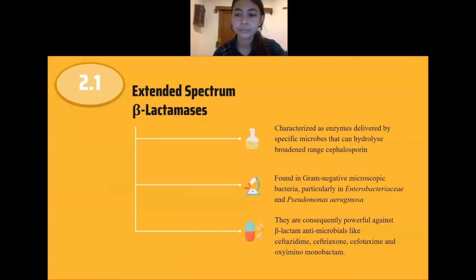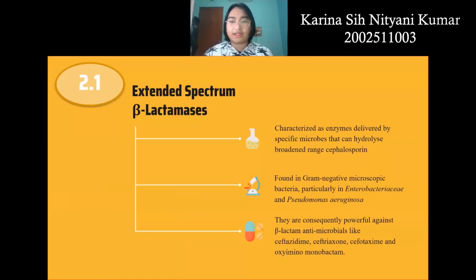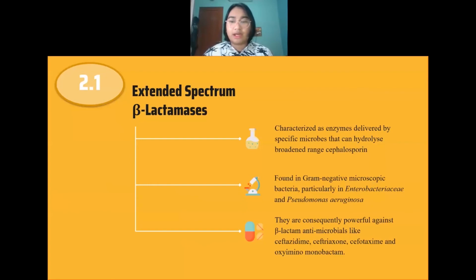My name is Karina, and I will be explaining the definition of ESBL. Extended spectrum beta-lactamases, or ESBLs, are a quickly advancing group of beta-lactamases, which share the capacity to hydrolyze third-generation cephalosporins and Aztreonam, yet are inhibited by clavulanic acid. ESBLs are found in gram-negative bacteria, particularly in Enterobacteriaceae and Pseudomonas aeruginosa. They are consequently resistant to beta-lactam antimicrobials like ceftazidime, ceftriaxone, cefotaxime, and oxyimino-monobactams.